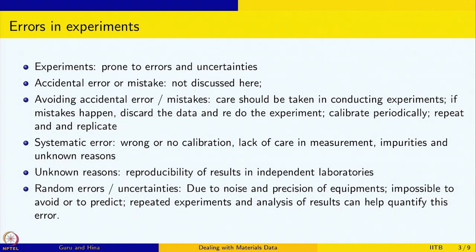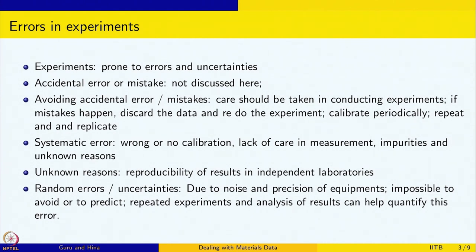To avoid accidental error or mistakes, one should do experiments carefully, and if in spite of that, mistakes happen, one should discard the data and redo the experiment. And if you know that there is something that is not correct, you should not take the data at all. And you should periodically calibrate your equipments to make sure that the values that you are reading are actually the correct values. So if the calibration does not give you right values, then you should again discard the data and recalibrate and redo the experiment.